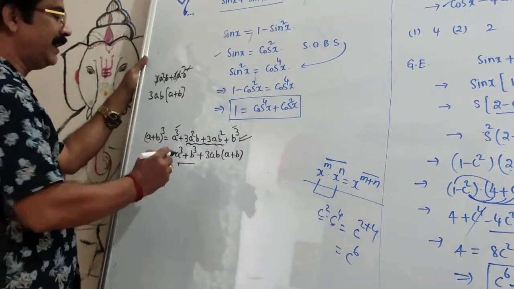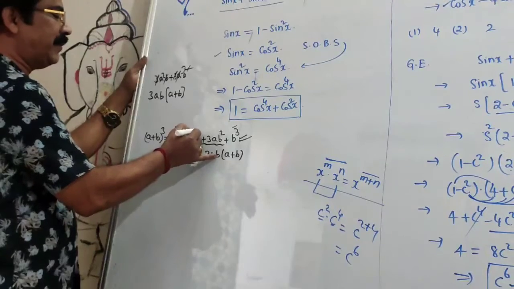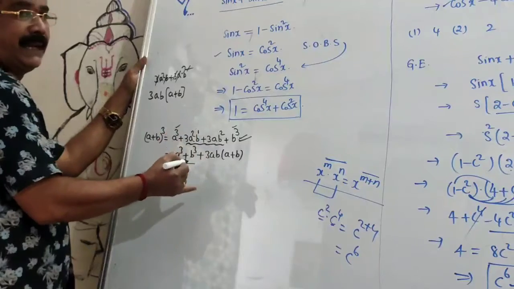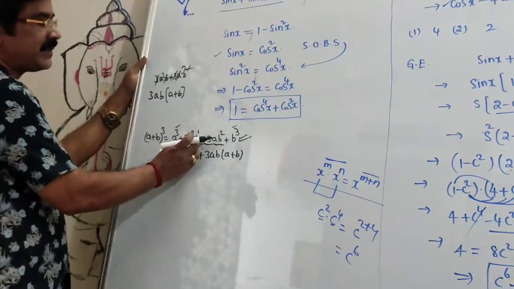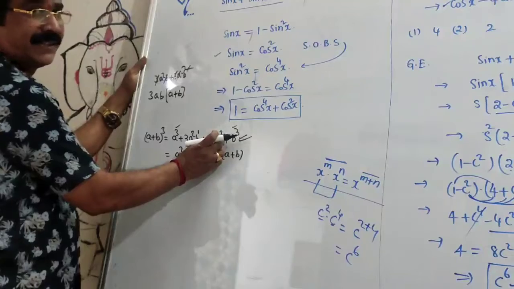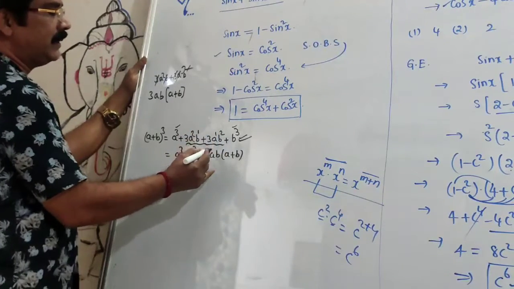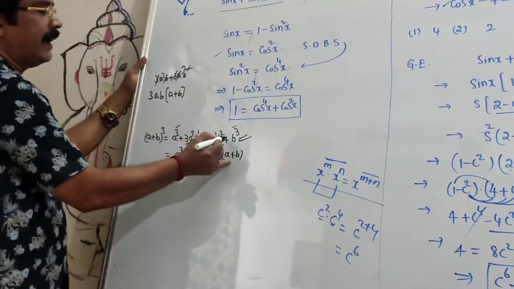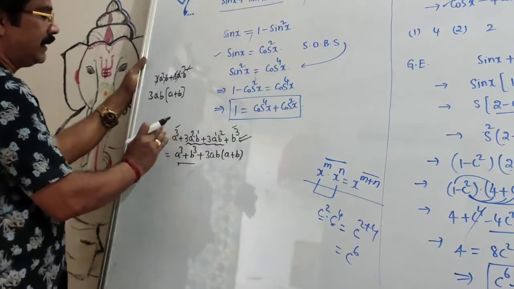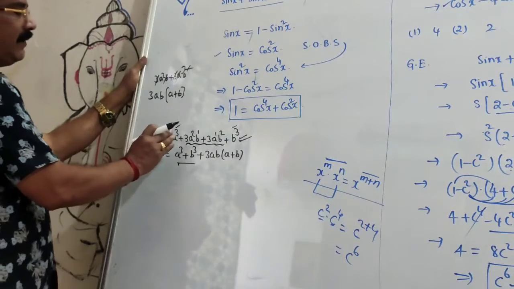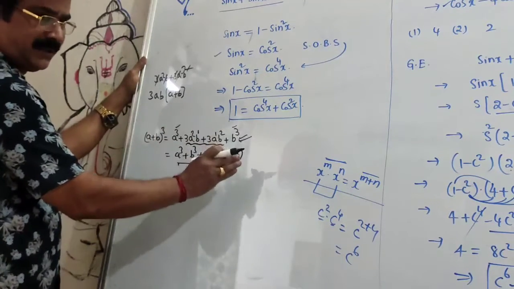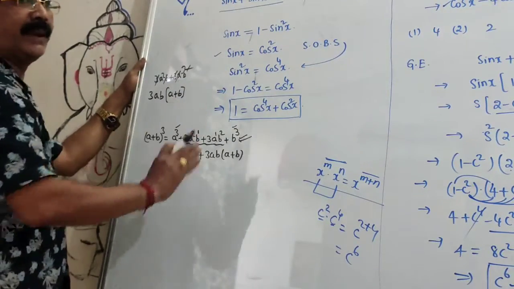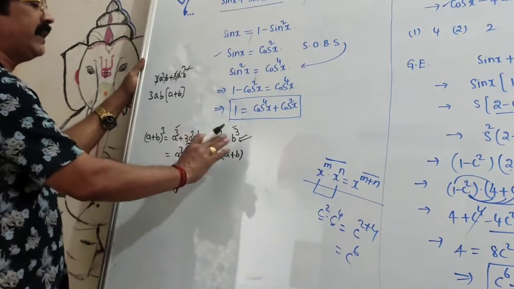Understand? Observe one thing: a square, b to the power of 1. Here, what is the sum of degrees? 2 plus 1, 3. So the total degree of this term is 3. Similarly, the total degree of this term is 3 because a power 1 into b square. Gradually a cubed, a square, a to the power of 0, the degree of a is diminished by 1. Simultaneously, the degree of b is increased by 1.